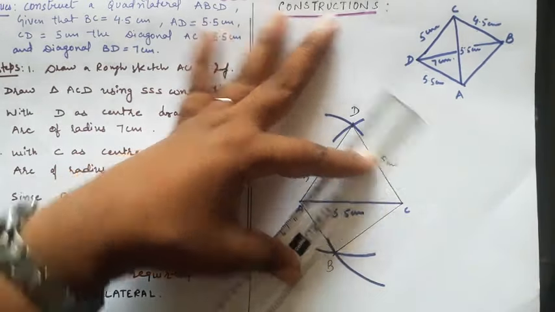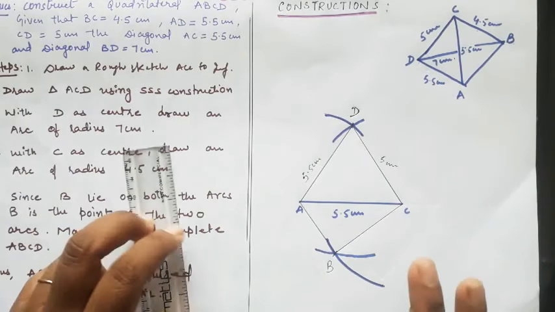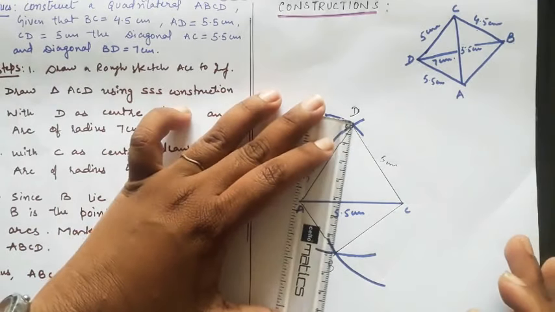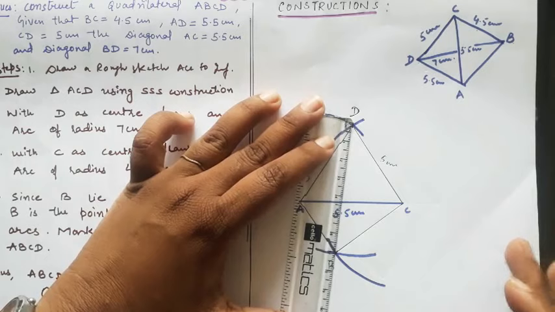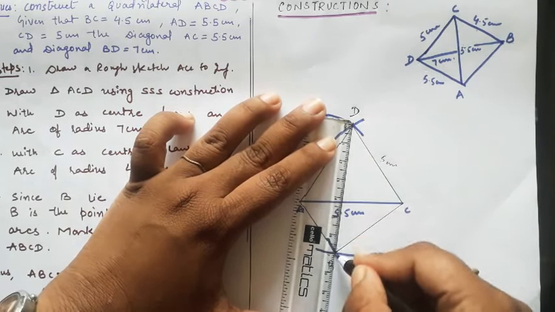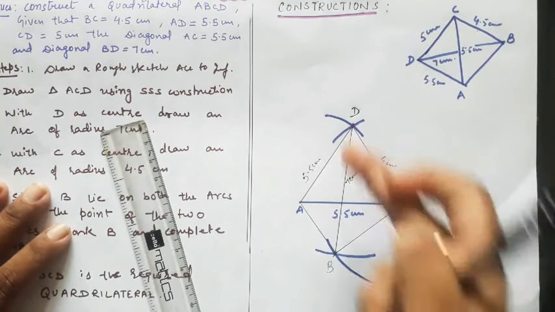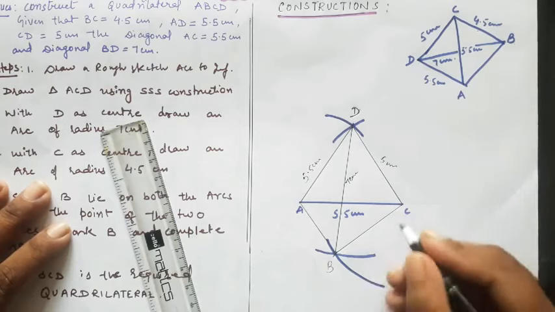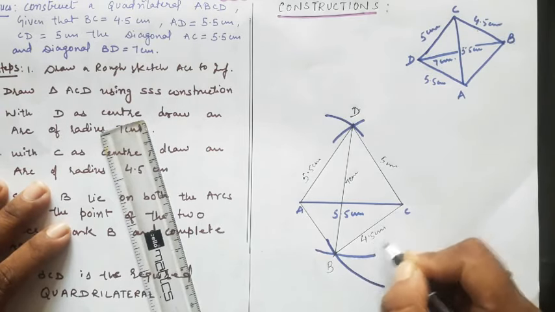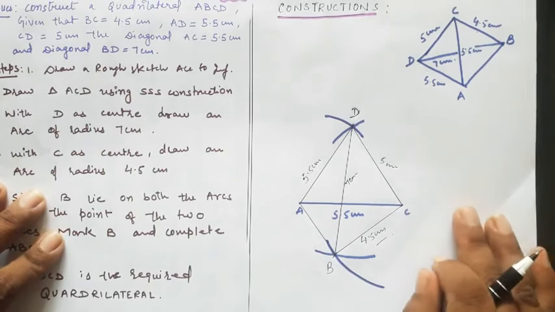Okay, one more thing, to verify, you can measure this distance, that is BD. It will be 7 centimeter. If it is not 7 centimeter, it means your construction is wrong. Okay, already I have taken it as 7 centimeter, so definitely it will be that, and this is 4.5 centimeter. I repeat it once again in a fast forward way.